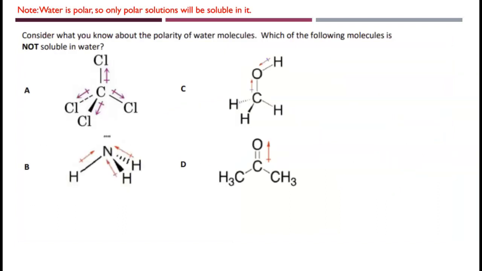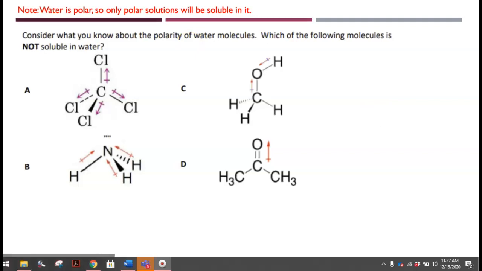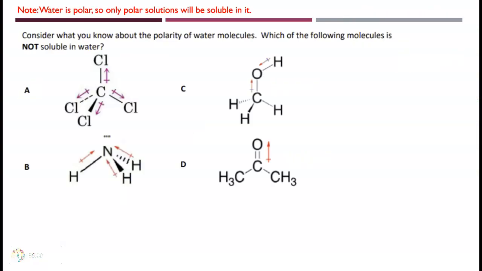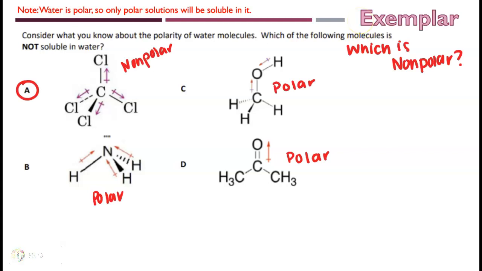So it says, consider what you know about the polarity of water. Which of the following molecules is not soluble in water? So one thing that we need to know about water, water is a polar molecule. So water is H2O, which is polar. So we need to figure out which one of those is not polar, right? Because water is H2O. Once you have an oxygen, bond it with two hydrogens, looks like this.